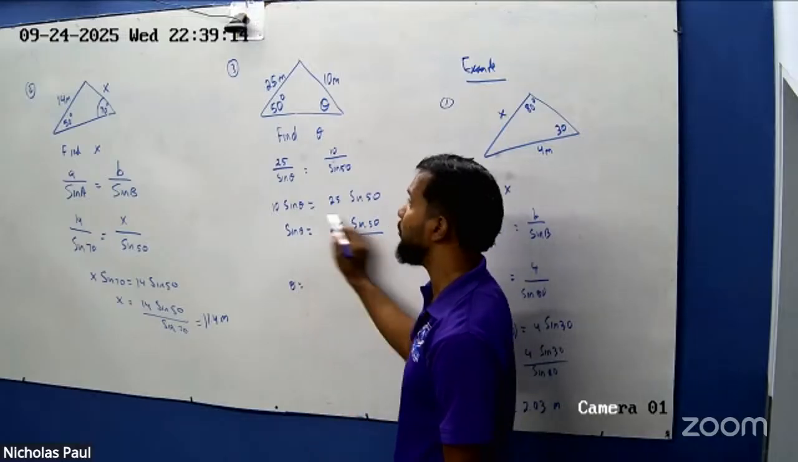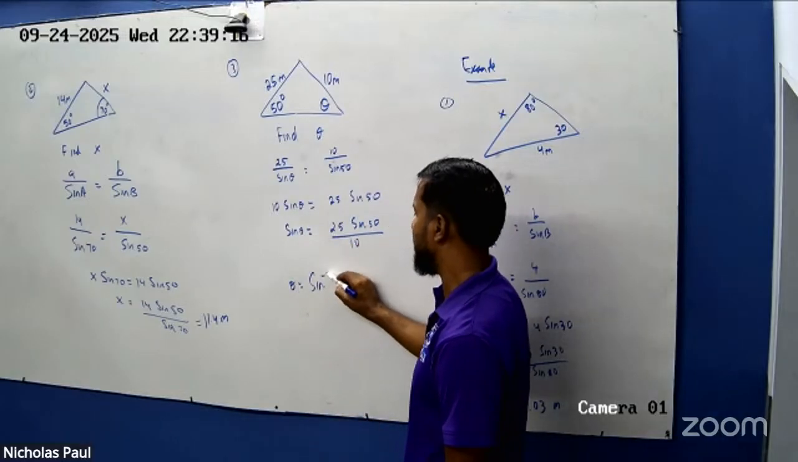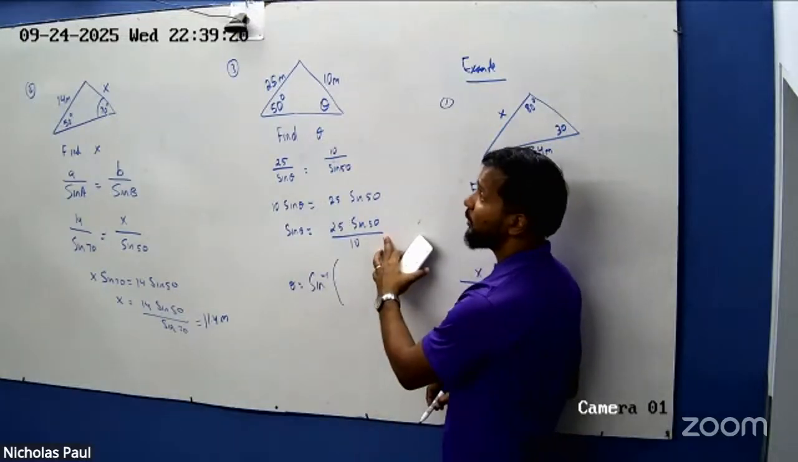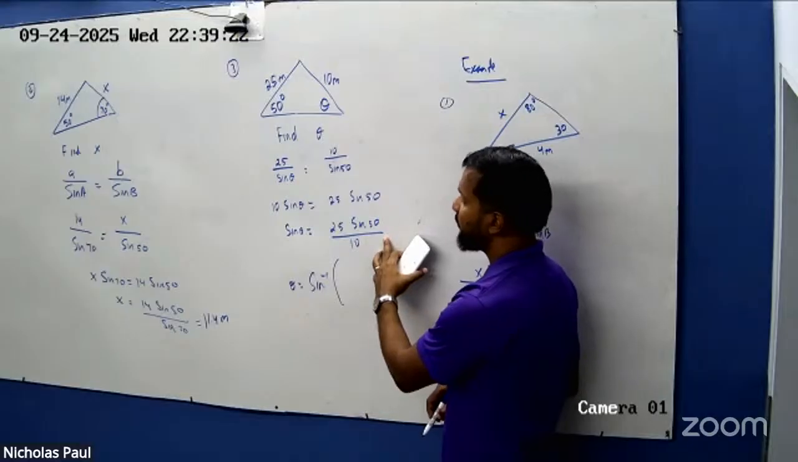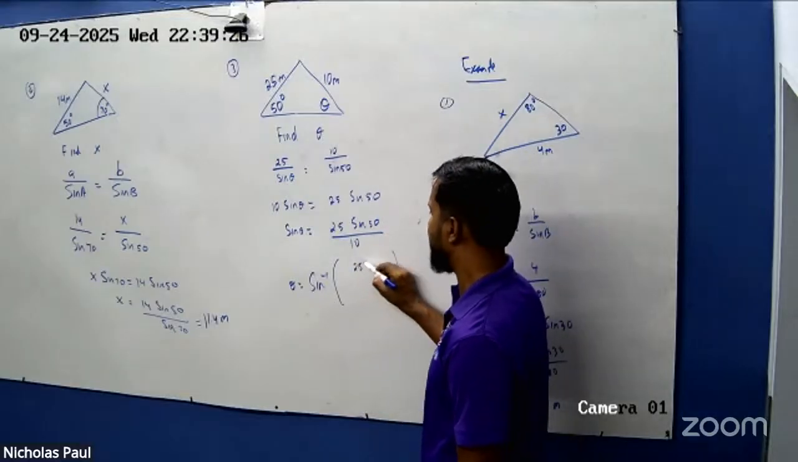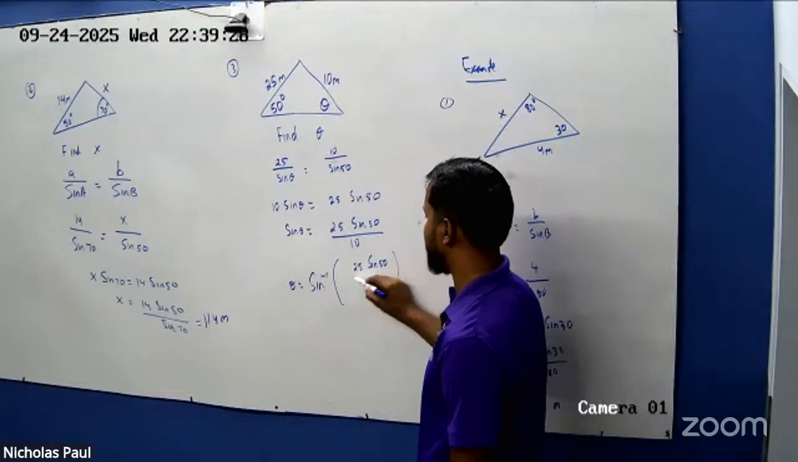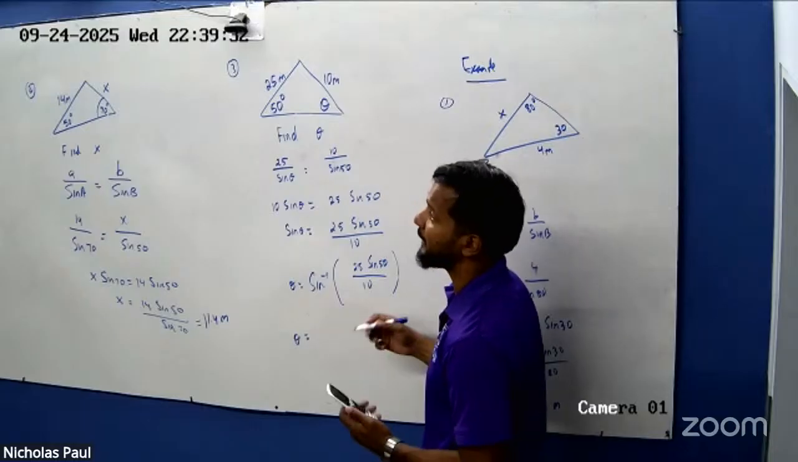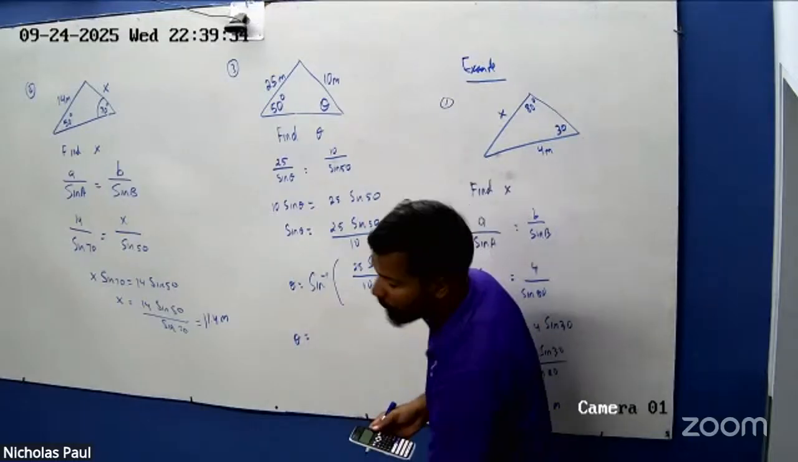Now, when you move across sine, you'll get sine inverse of the whole thing. Again, if you don't want to write this whole thing, no problem. You can work it out and put the value in here. So that'll be 25 sine 50 all over 10. Now, when you go to the calculator, you'll get a more accurate value.